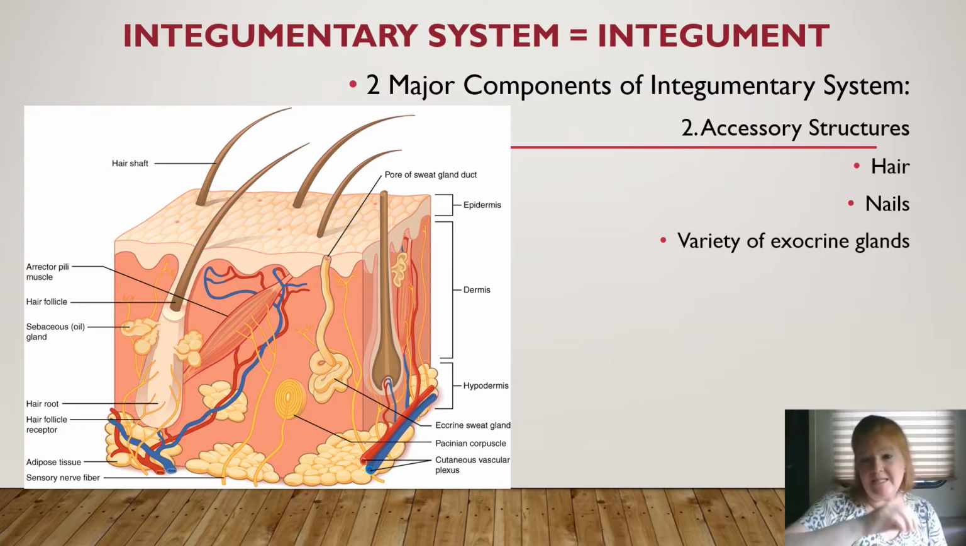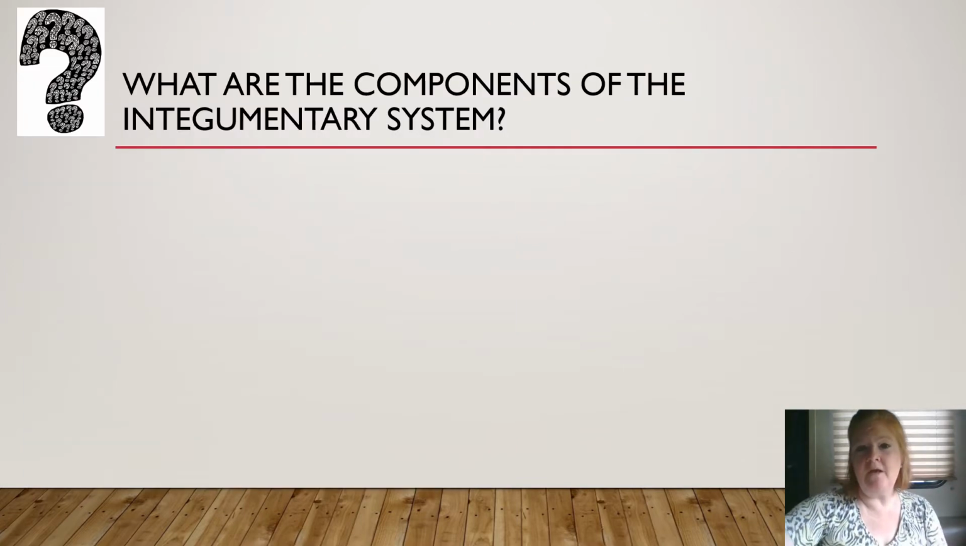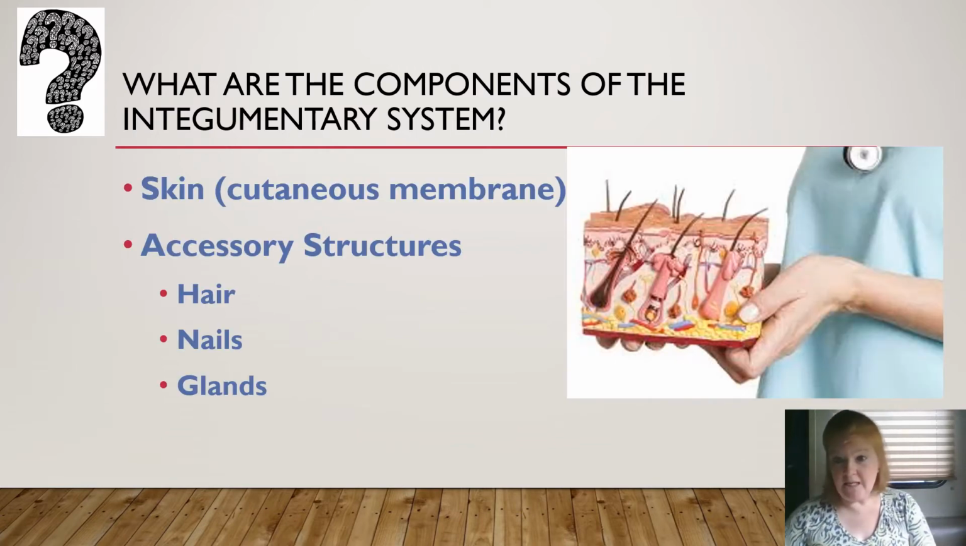So the two major components are skin and accessory structures. So the skin is the integument, right? So skin, the epidermis, the dermis, the hypodermis, and then the accessory structures, the hair, the nails, the exocrine glands. So what are the components of the integumentary system? Skin, the cutaneous membrane, and accessory structures, so hair, nails, and glands.